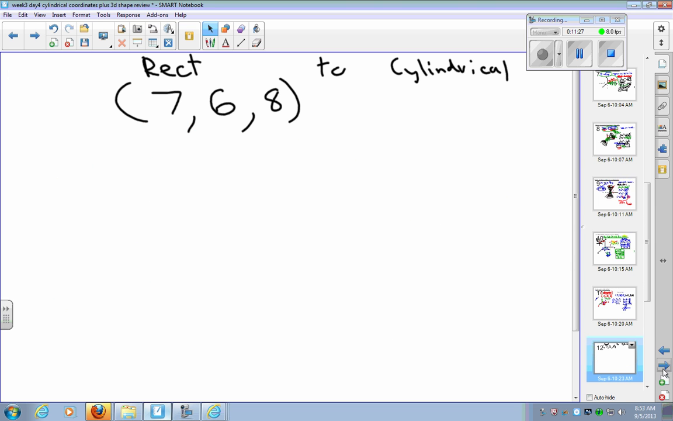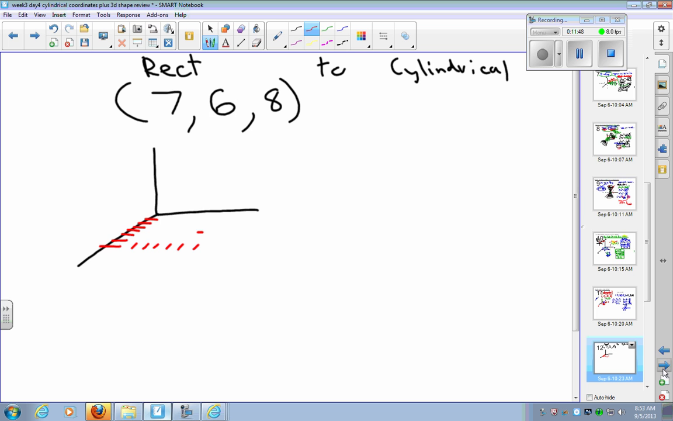Okay? So let's look at another one. Okay, rectangular 7, 6, 8. Let me see if I can try this again. It's easier visually, but let's see if I can visualize it for you this way. 7, 6, 8 would be this. Out, 1, 2, 3, 4, 5, 6, 7. Over, 1, 2, 3, 4, 5, 6. Up, 1, 2, 3, 4, 5, 6, 7, 8. That's how you walk rectangularly to 7, 6, 8.